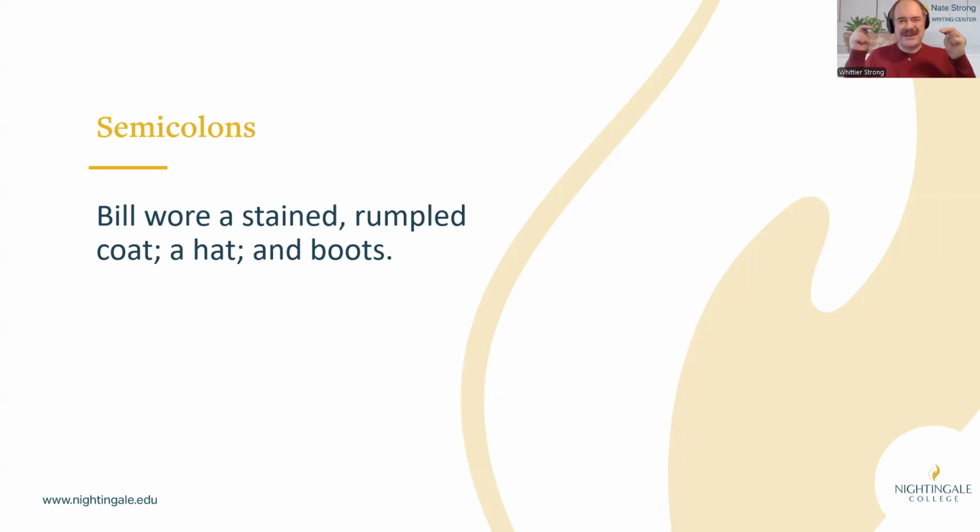So we use semicolons to make it clear that this comma between stained and rumpled, it's doing its own thing and is not a separator for the list. It's a pretty unusual situation. And it's the only other time that you're going to use a semicolon. Okay, that's it. 2 simple rules, easy to remember, and they're not going to happen very often.